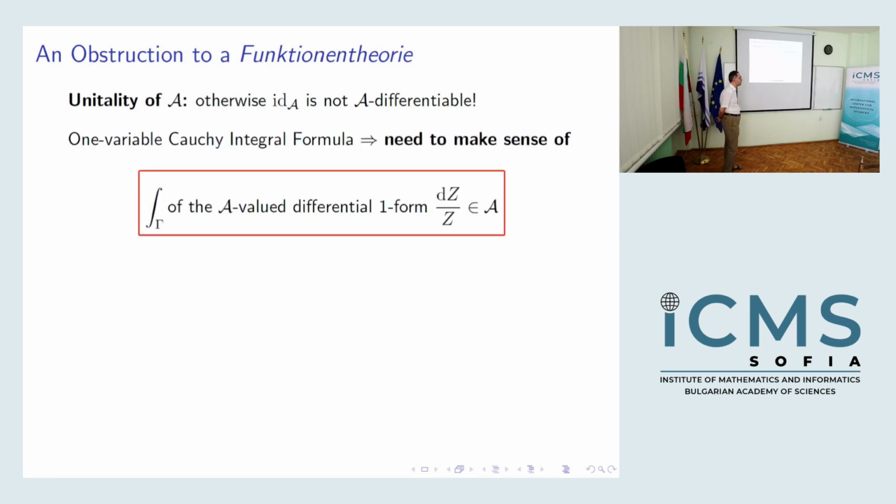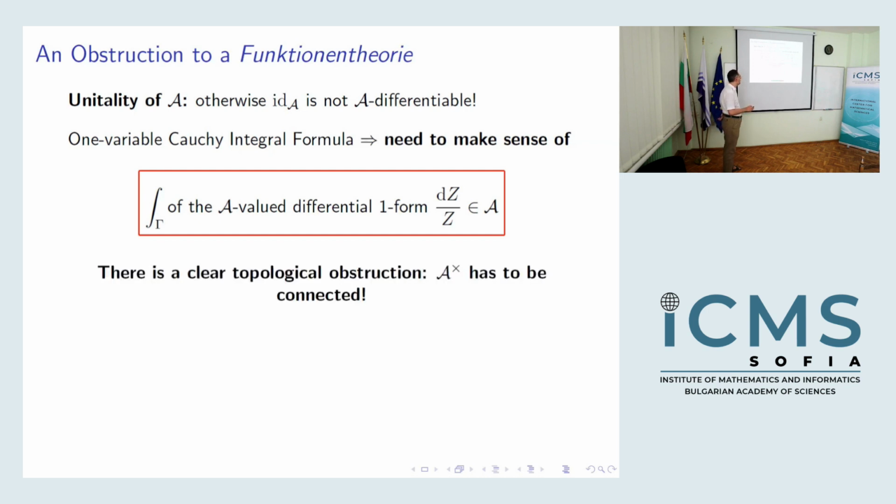There is a second obstruction, more subtle, but if you tinker a little bit with all these properties that you want. So what does it mean to have a one variable Cauchy integral formula? We kind of need to make sense of integrating the A-valued differential one-form dz over z over one-cycles. And so this integral is supposed to take values in the algebra. And so there is a clear topological obstruction. The group of units has to be connected, or not connected, it's equivalent, it's the same thing.